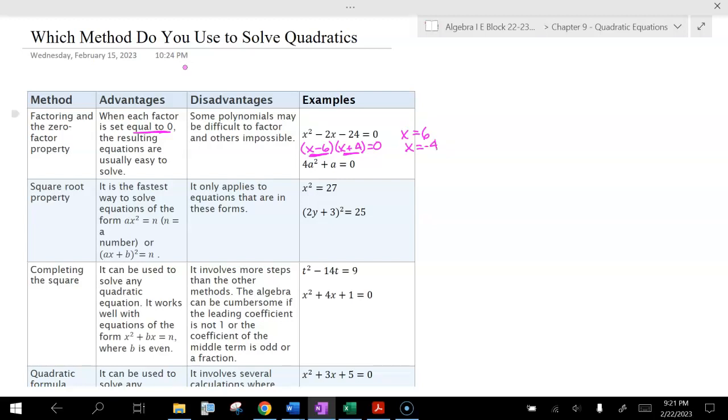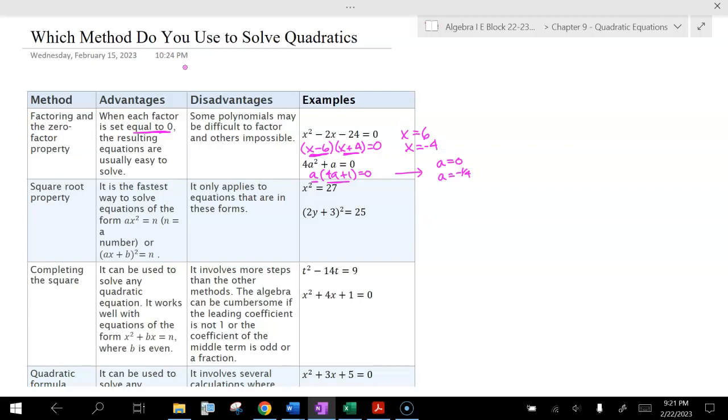Likewise, if we look at this other example, where we have 4a squared plus a equals 0, we factor out our GCF, which is a, and we have a times 4a plus 1 equals 0. If we set each one of these factors equal to 0, we find that a equals 0 and a equals negative 1/4.